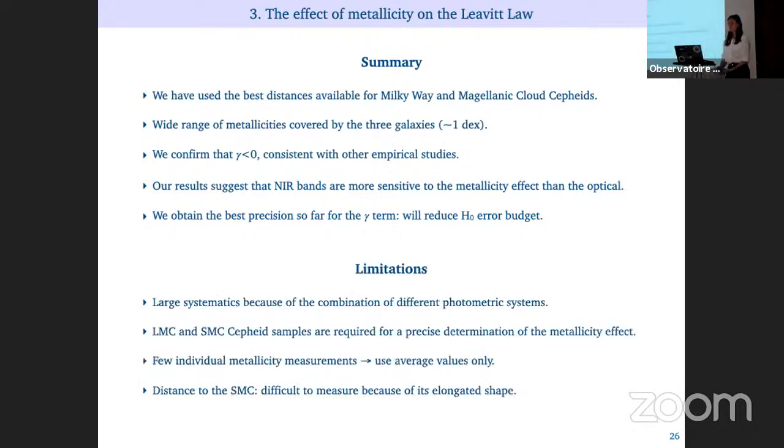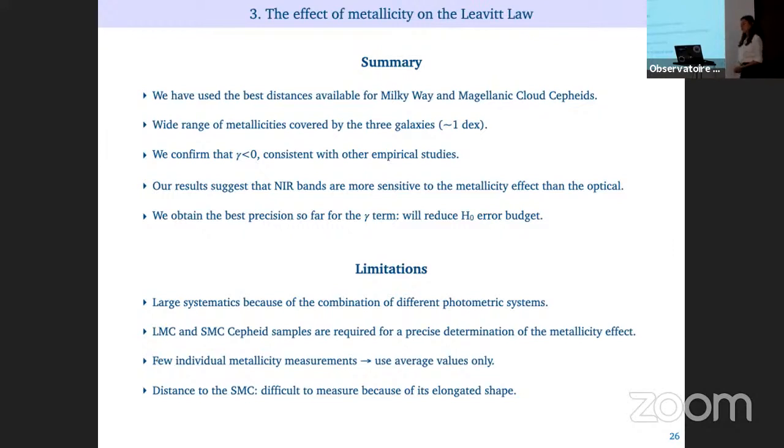Some limitations of this study. There are large systematics because of the combination of a large number of filters and surveys for the photometry. The LMC and the SMC samples are important because they provide lower metallicity Cepheids, and just using the Milky Way is not sufficient to get good precision.